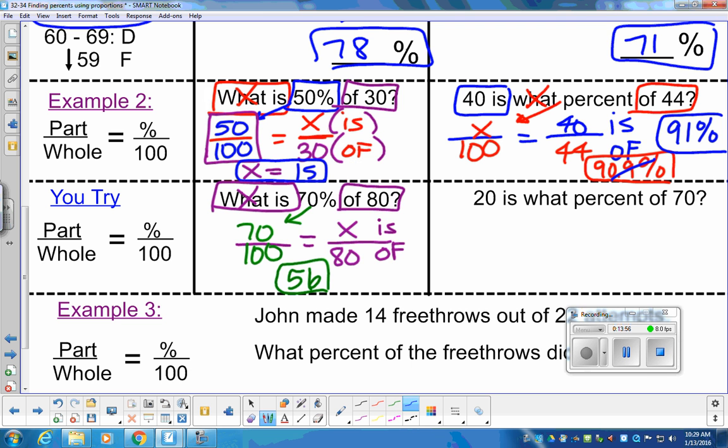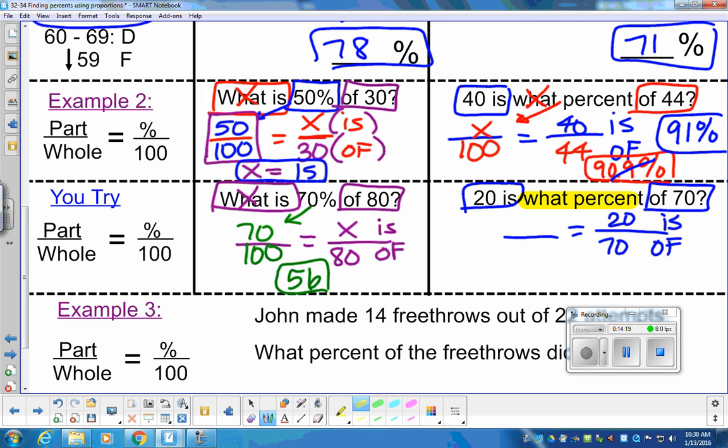Okay, third one, here we go. Is over of. We're going to grab "is," we're going to grab "of." As we grab "is," the thing by the "is" right now is the number 20. We put that in the "is" spot. The number by the "of" right now is 70. We put that in the "of" spot. The unknown value says what percent.